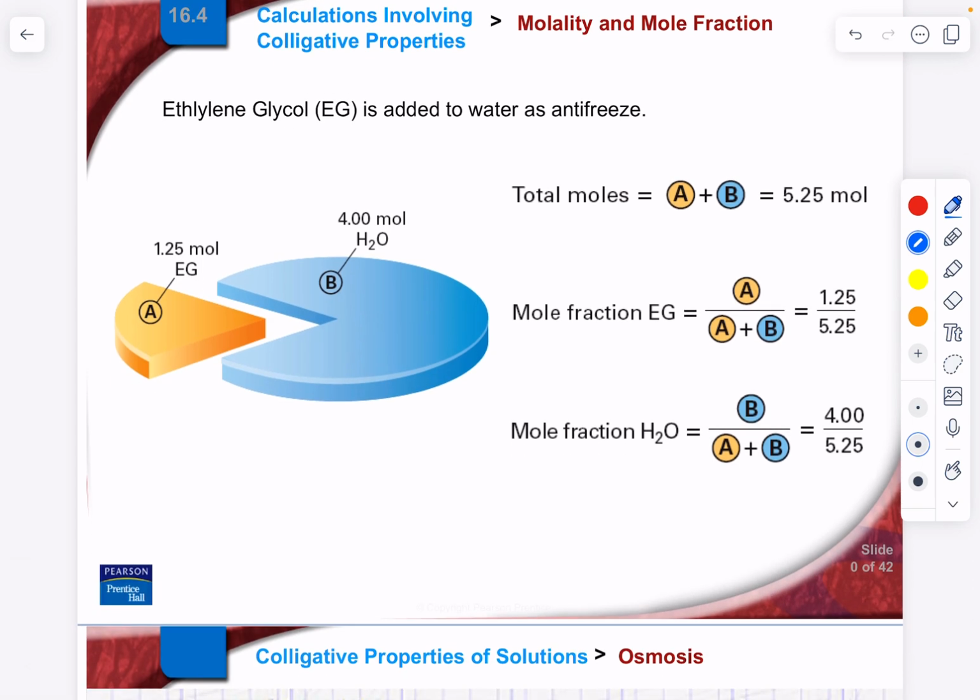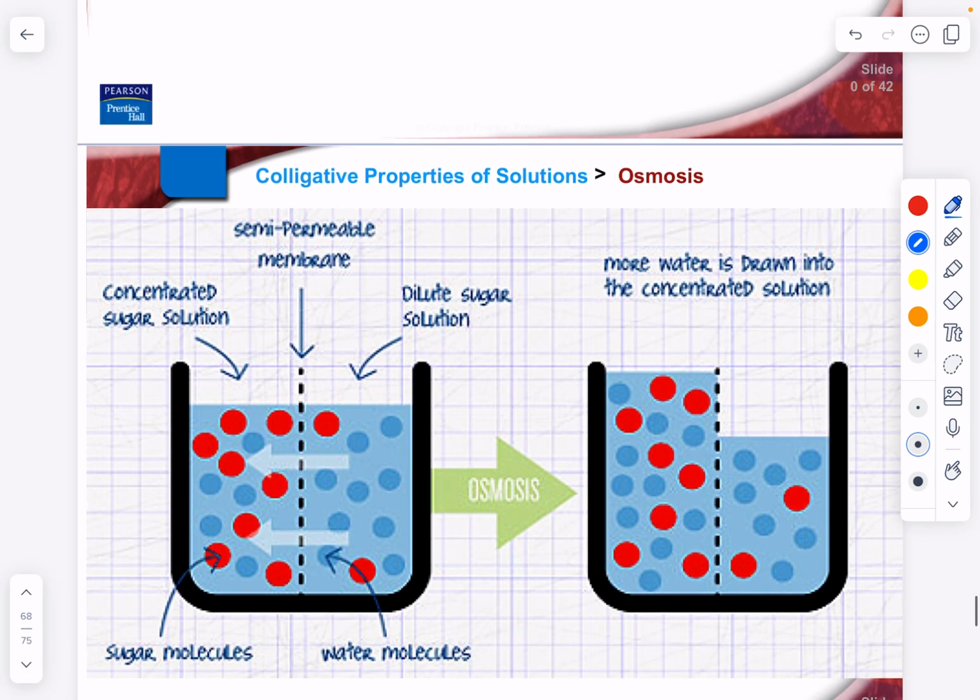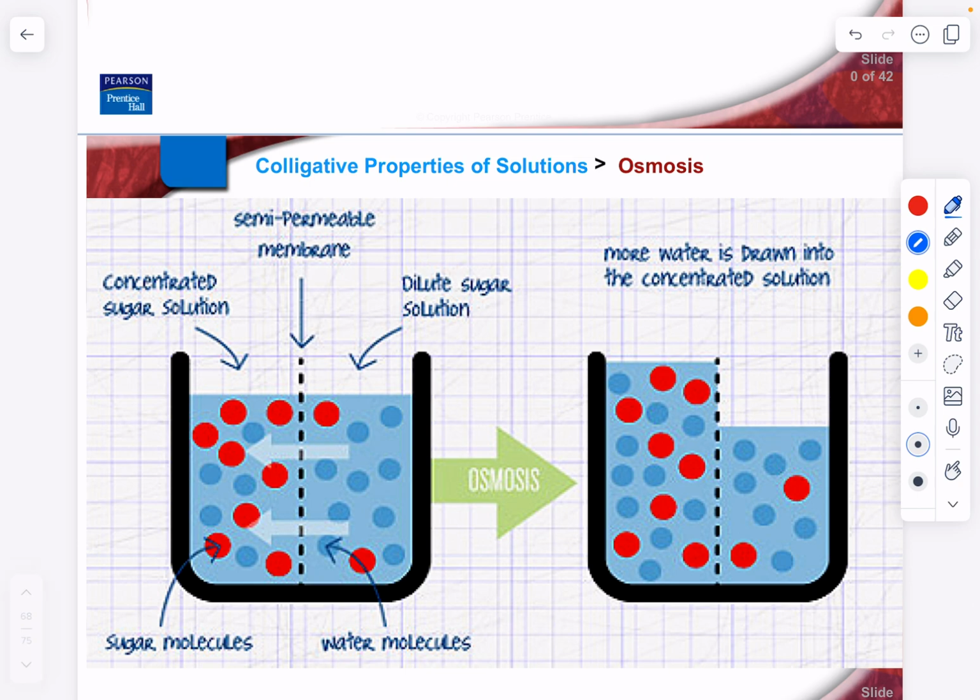And here's an example of finding the mole fraction of ethylene glycol, which is the commercial name for antifreeze. And we can find the mole fraction of ethylene glycol and the mole fraction of water that's present in the solution that's in the radiator of my car. Next time, we will begin to talk about osmosis.